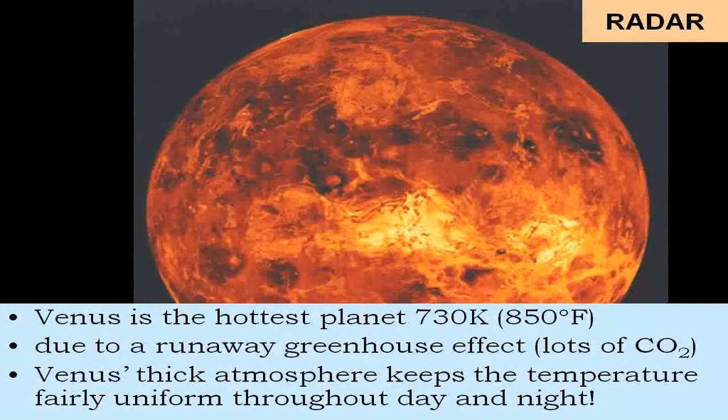So unlike Mercury, which is really hot during the day and really cold at night because there's no atmosphere to mitigate those effects and maintain it, Venus is hot all the way around. It's hot all the time, no matter where you go on the planet. It's the hottest planet.